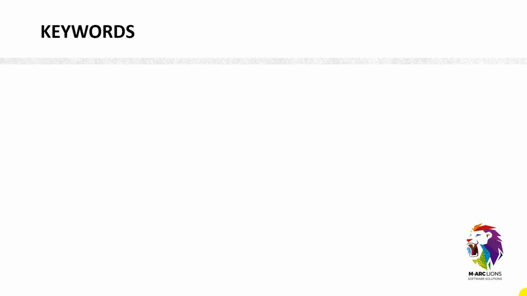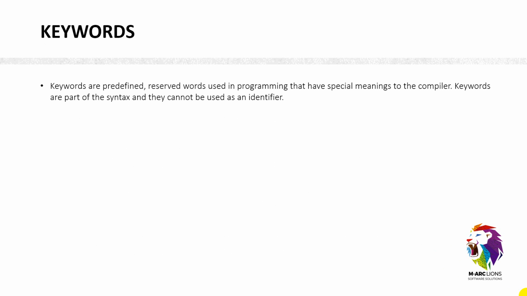And then keywords. Keywords are predefined reserved words used in programming that have a special meaning to the compiler. Every language has some keywords, and these keywords are defined for some specific operations and have a very high role in any language. Keywords are part of the syntax and they can never be used as identifiers. They can never be used as per your desire.